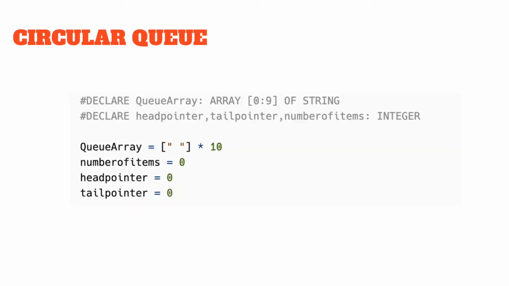Okay, so hopefully you got your comment statements where you declared the array as a string type and you got the head pointer, tail pointer, number of items as integer. You then basically initialize the queue array as a string of 10 values. Number of items, head pointer and tail pointer are all initialized to 0. And this would probably be worth about 3 marks.